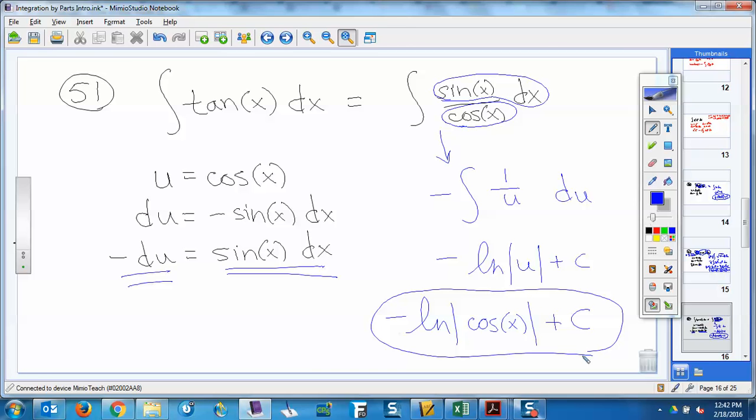Some books would probably have you memorize that. They'd have in their list: integral of sine is negative cosine, integral of cosine is sine, and integral of tangent is negative ln cosine x. Sometimes that's written as ln secant, because you can take that negative and put it inside, and you have cosine to the negative 1, which is 1 over secant. So some books write the antiderivative of tangent as ln secant.